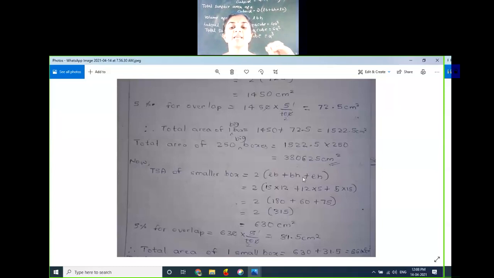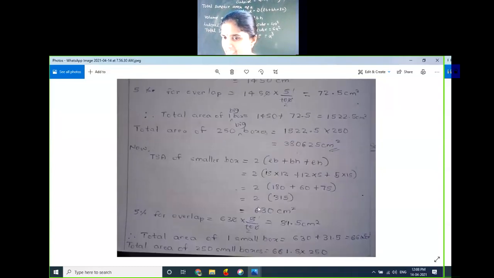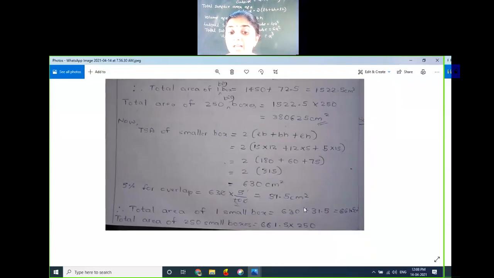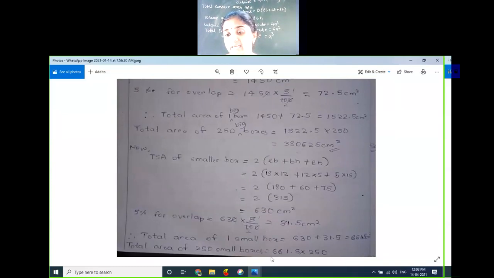Now same to same method we have to apply for the small box. Same method we have to repeat. First you have to find out the TSA of the smaller box. Then the TSA you will get is 630 centimeters square. So in this TSA, 5% extra we have to take for overlapping. That is 630 into 5%, you will get 31.5 centimeters square. Then total area of one small box is equal to 630 plus overlapping 31.5, that is 661.5 centimeters square. Then total area of the 250 small boxes is 661.5 into 250.